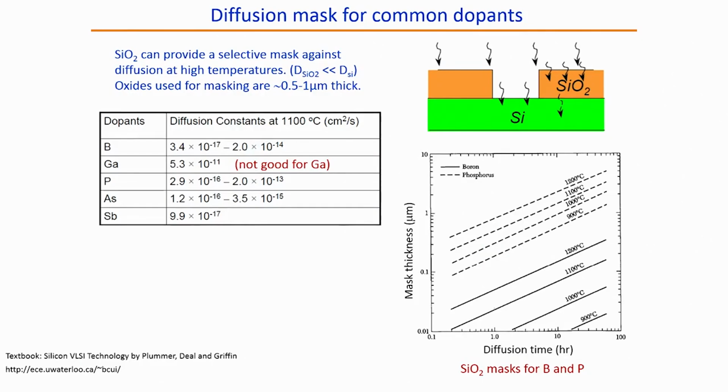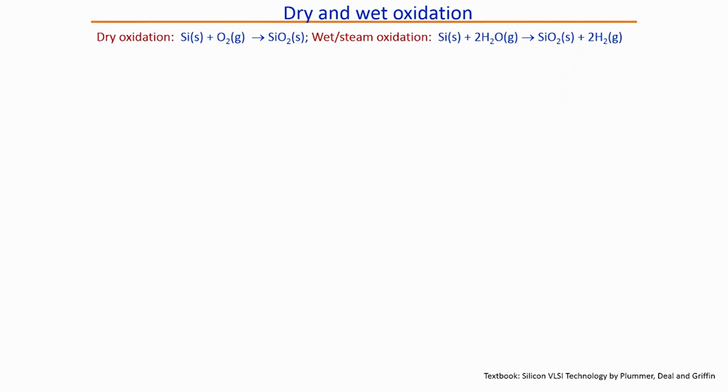As we have seen, this can be used for common dopants, right. So, it can act as a diffusion mask, and depending on the type of the dopant and the temperature, the thickness of the silicon dioxide would vary, right. For example, if I am diffusing for 1 hour and if I am diffusing boron at 1200 degrees centigrade, then I will require approximately 0.05 micrometer of silicon dioxide. This is what the chart shows.